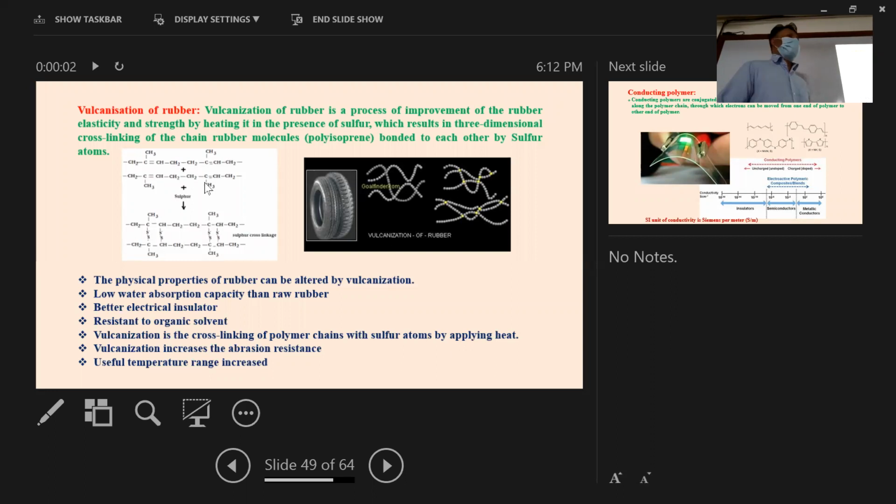Resistant to organic solvent, so you can use the hand gloves in the laboratory, which are also made of different types of rubber. Vulcanization is the cross-linking of polymer chains with sulfur atoms by applying heat. If you heat natural rubber in the presence of sulfur, it can increase the cross-linking.